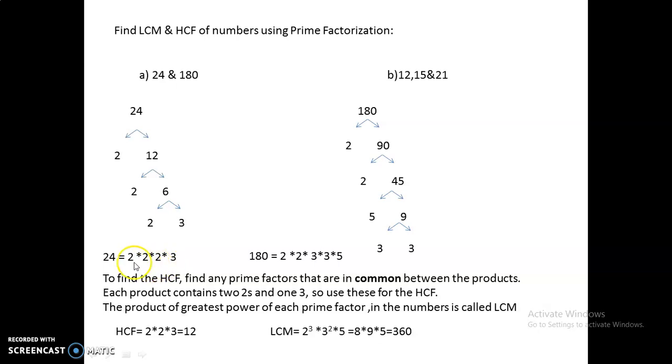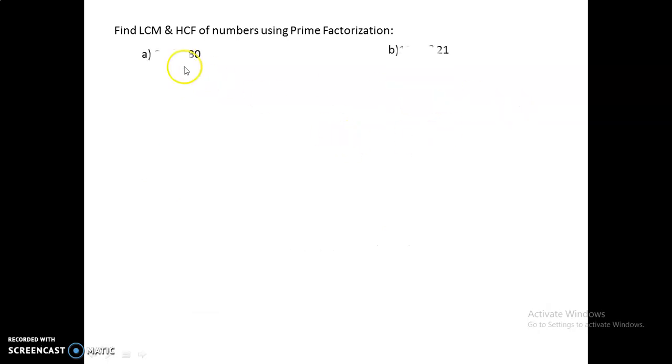So it can be written as 2 power 3, and coming to 3, here it is 3 square and here it is 3. So we can take 3 square, and coming to 5, here it is 5 power 0 and here it is 5. So 5. Finally multiplying these values, we will get a value of 360, which is the LCM of these two numbers. Now coming to the second example. The question is 12, 15 and 21.